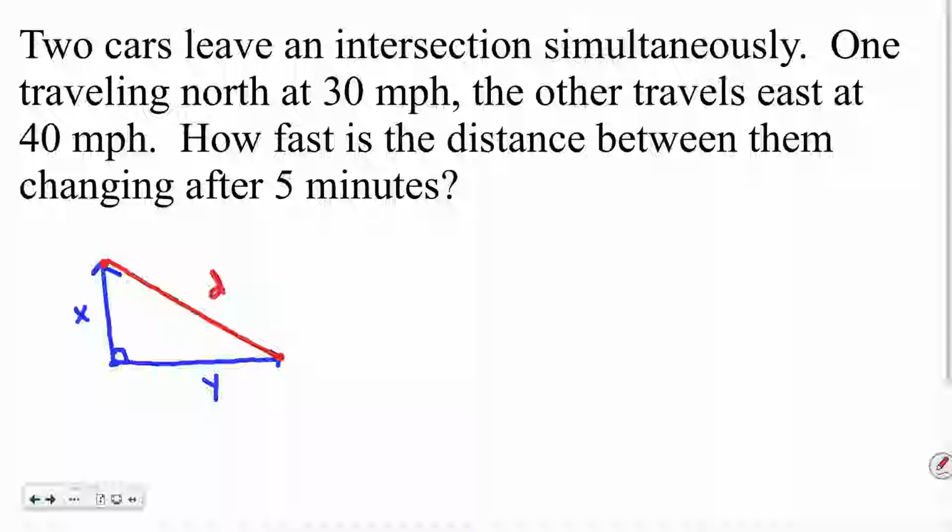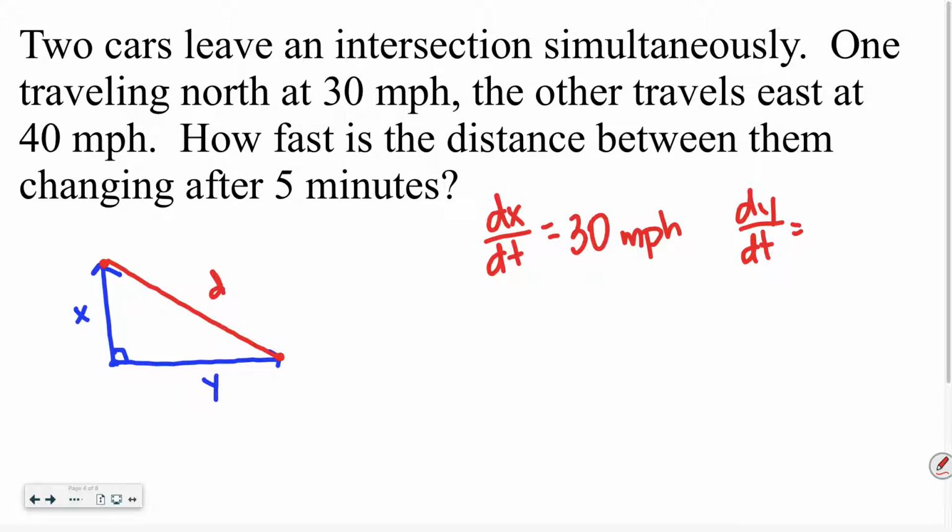Okay, so what do we know? We know the car traveling north is going 30 miles per hour. Is that a length or a rate? That's a rate. So dx/dt is 30 miles per hour. We also know that the second car going east is going 40 miles per hour. Write down what we know there. Ultimately, we want to know how fast the distance between them is changing.